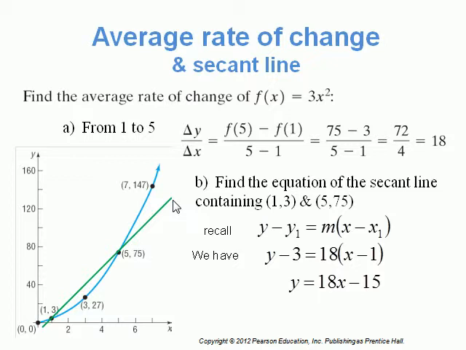Now, the average rate of change is 18. It means that for every one step you move to the right, you move up 18. So it's 18 y's per x. That's really what it's saying, or like 18 miles per hour. It's a rate of change, a speed in effect.